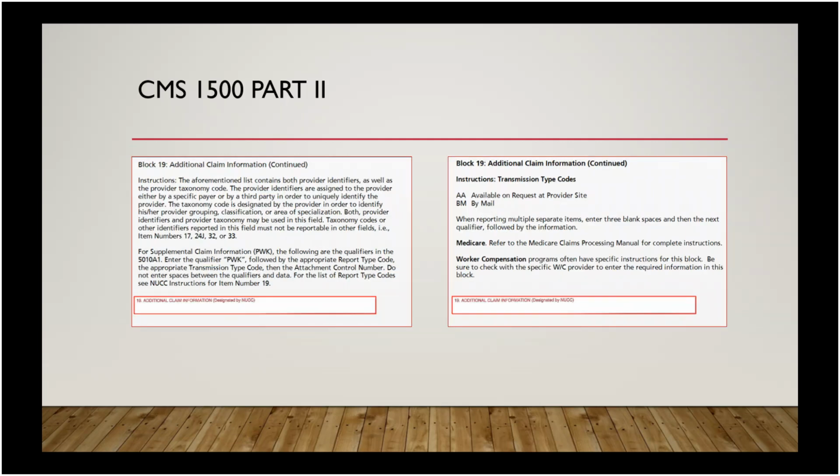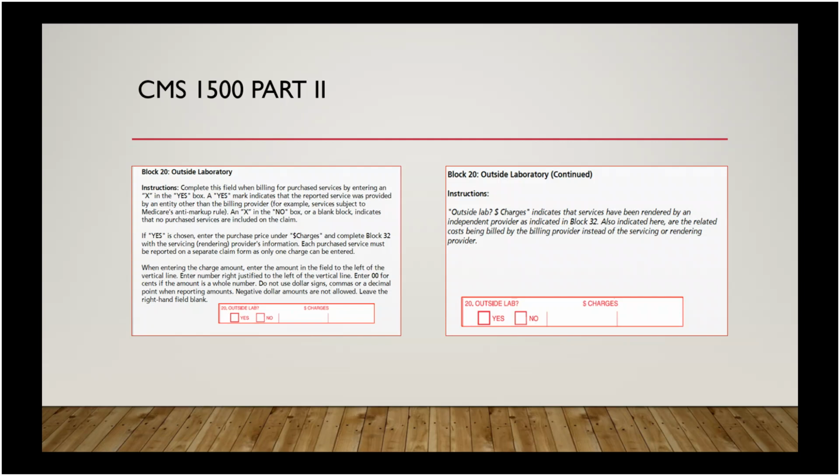Enter all applicable modifiers with modifier 99. So again, when we get down to the CPT HCPCS area, if they have completed all 4 modifiers, then you would use this box to designate additional. Instructions on transmission types. So available on request or the provider site or by mail. So Medicare has specific information as does work comp.